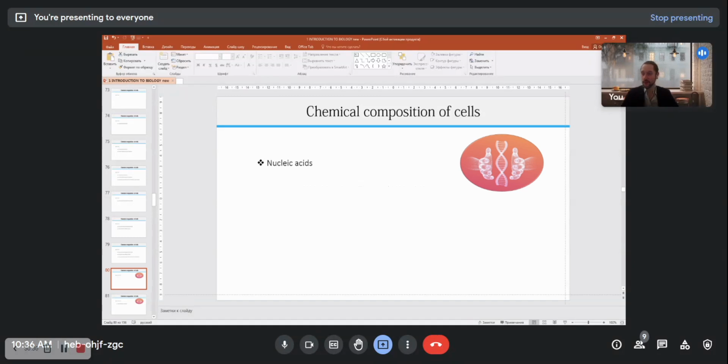Next one that we will discuss is nucleic acid. Nucleic acids are used for storage of hereditary information, and this is information that guides development and functional activity of the cells. They are used for storage of this information and also for transfer of this information from one generation to another generation.